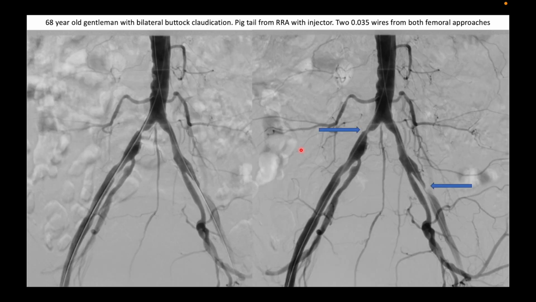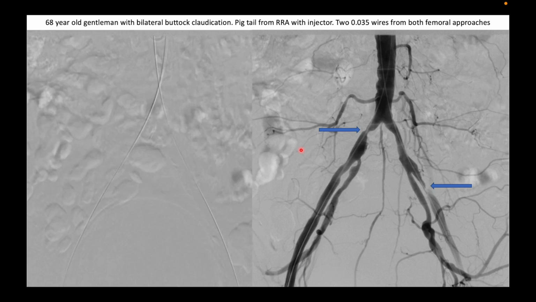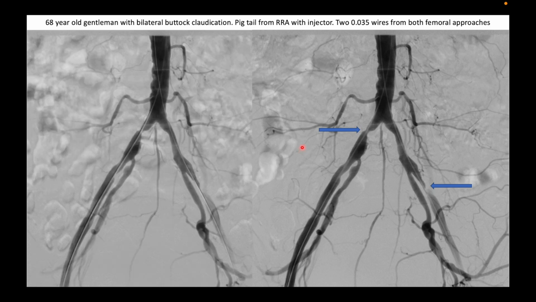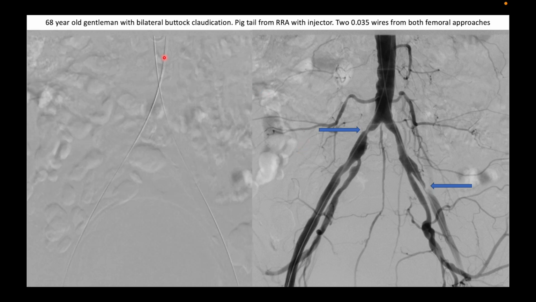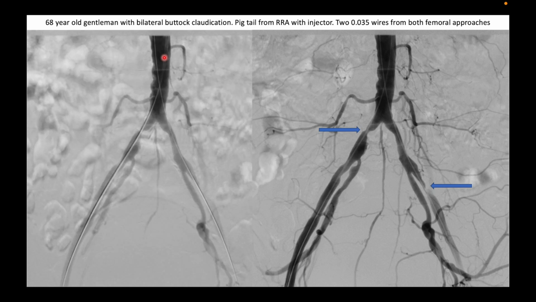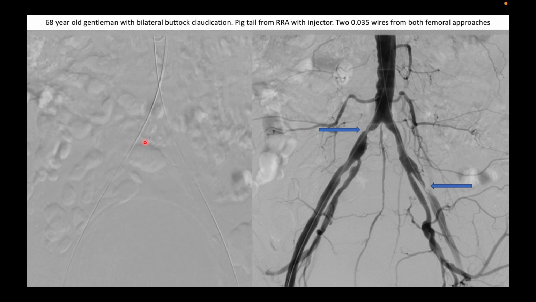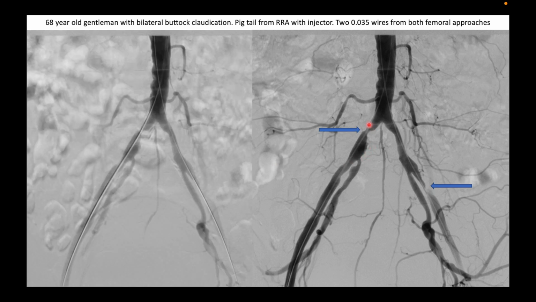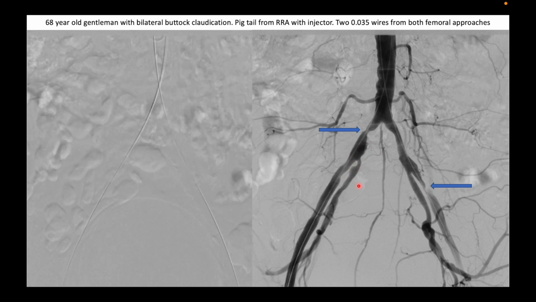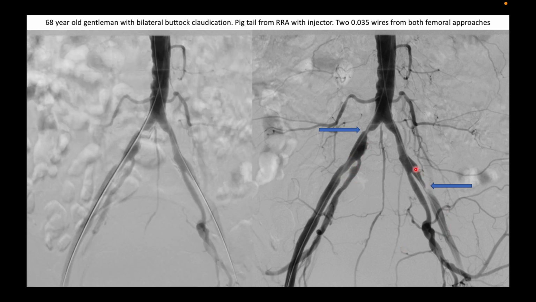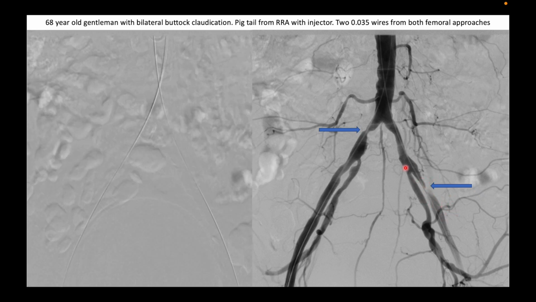Again, 68-year-old gentleman with bilateral claudication, pigtail from the right radial artery with injector. So the pigtail is on the top coming from the right radial artery. With the injector, we've taken the injection. You can see critical disease in the right. Here with the arrows I've fixed the disease, so that's the right common iliac disease, some moderate disease here, and then you've got critical disease in the external iliac artery there on the left side.